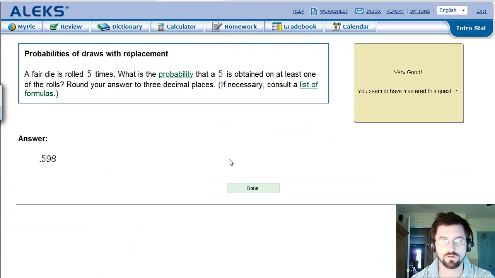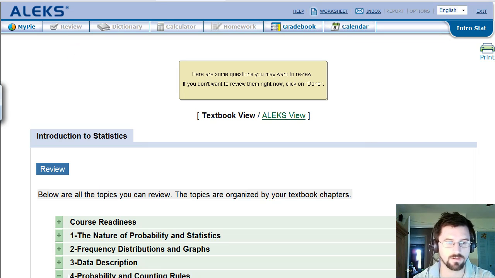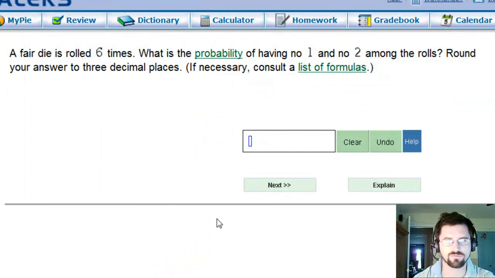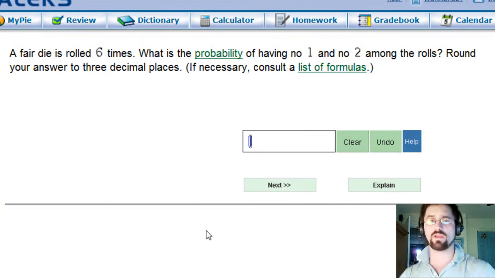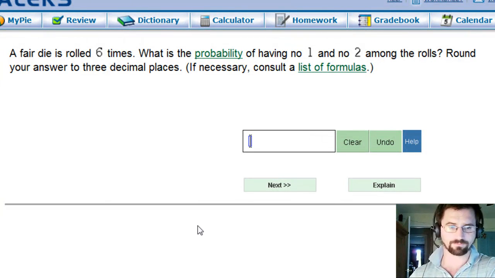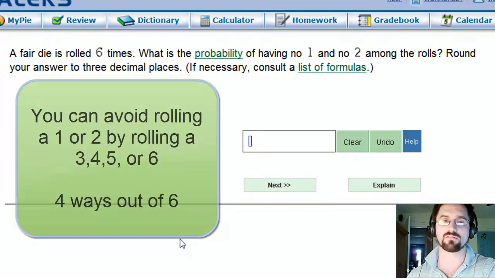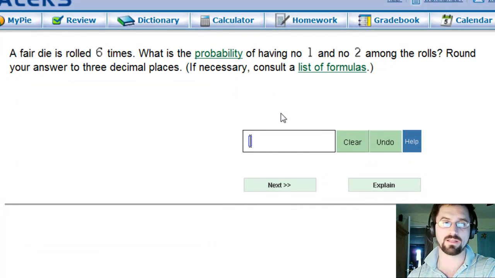We'll look at one more because I think we have time. So I'm going to have to go through this review thing again and scroll down. If a fair die is rolled 6 times, what is the probability of having no 1 and no 2 among the rolls? Okay, if we're trying not to roll 1 or 2, there's 4 ways not to roll a 1 or a 2. You can roll 3, 4, 5, or 6. So there's 4 ways out of 6 to successfully not roll a 1 or a 2 at any given time.